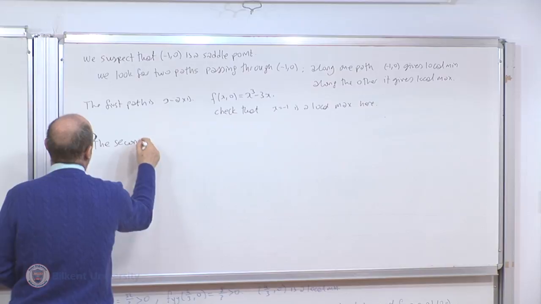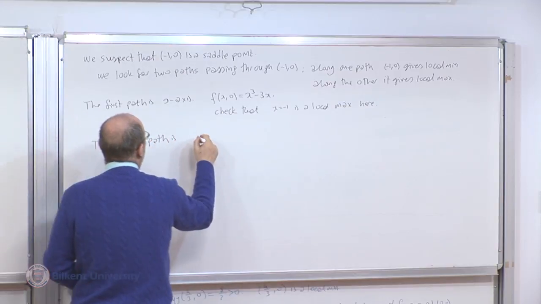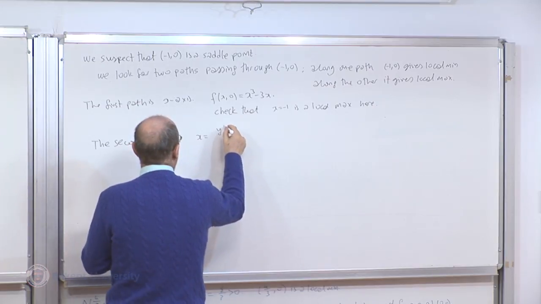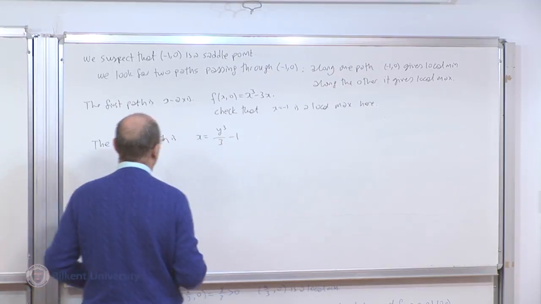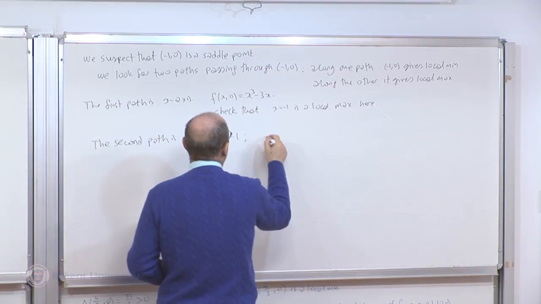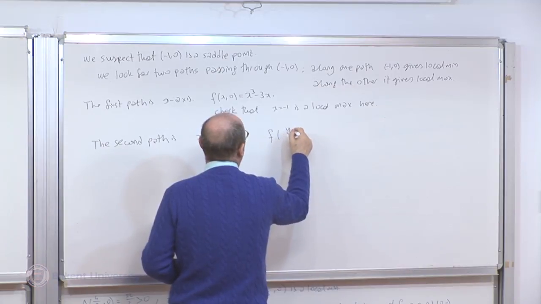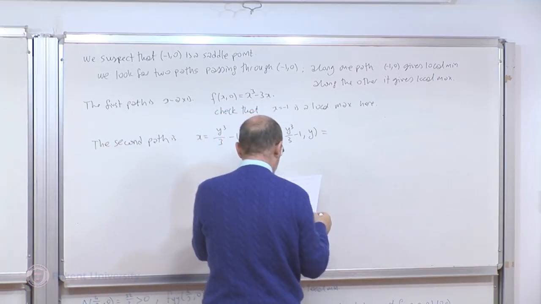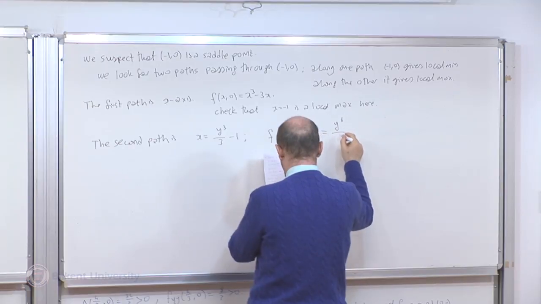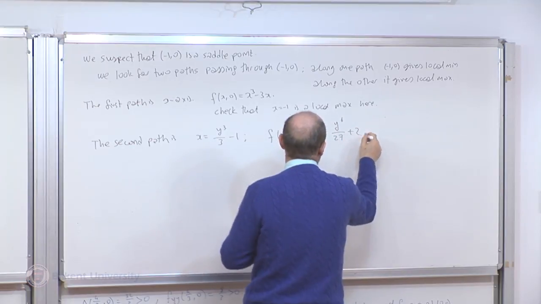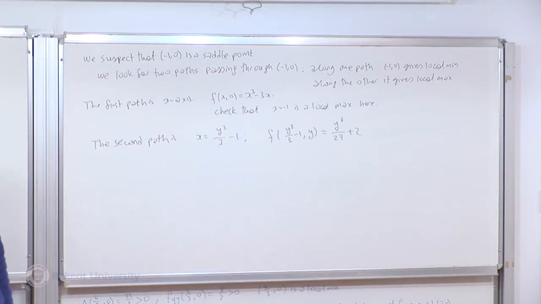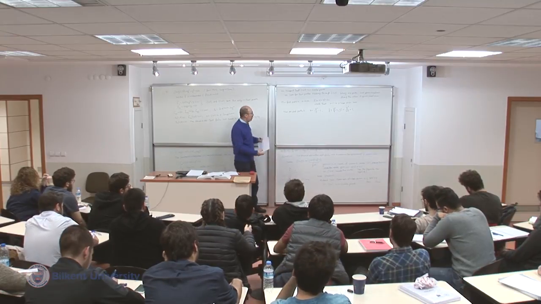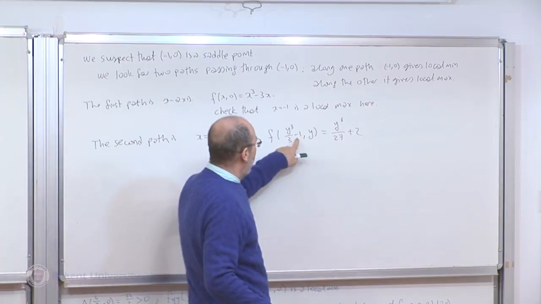The second path is x equals y cubed over 3 minus 1. Okay, so here we evaluate f at (y cubed over 3 minus 1, y). So x is this, y is y. After you do this, the function becomes y to the power 6 over 27 plus 2. Now you don't even have to take derivatives. By staring at it, you see that y equals 0 gives (-1, 0).